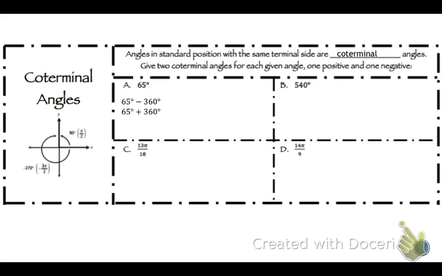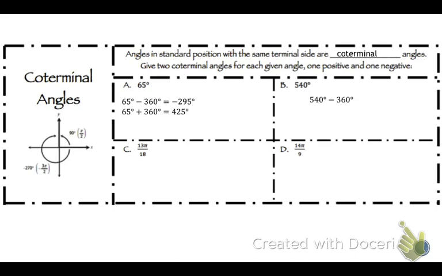So we're going to do one full rotation is 360 degrees. So I'm going to do 65 minus 360 and 65 plus 360. And I always want you to do the subtraction first to make sure that you can get a negative from that. Because if you don't get a negative, then we have to do subtraction one more time to get the positive and the negative. Okay? So 65 minus 360 is negative 295. 65 plus 360 is 425.